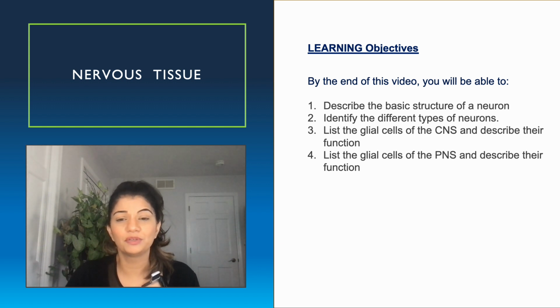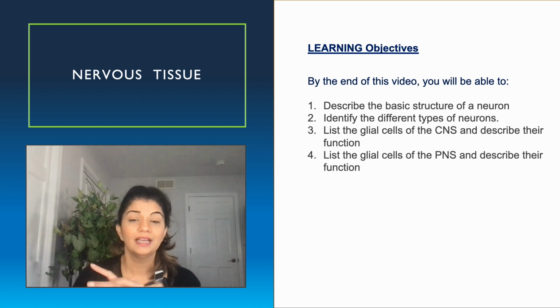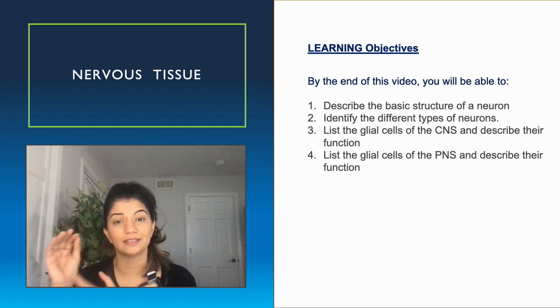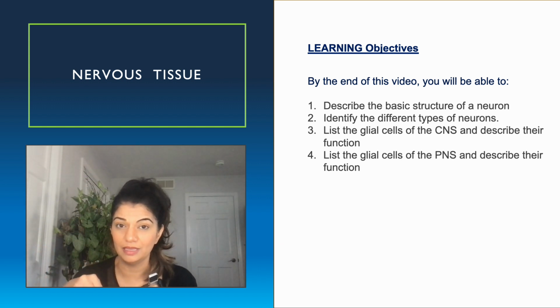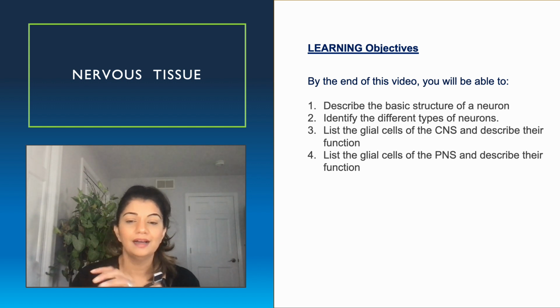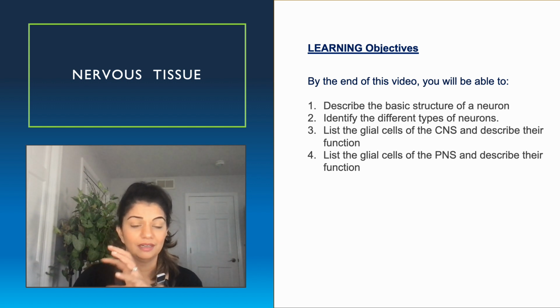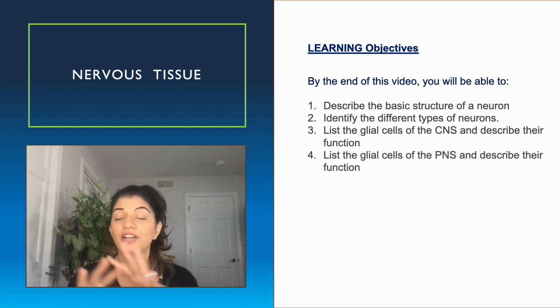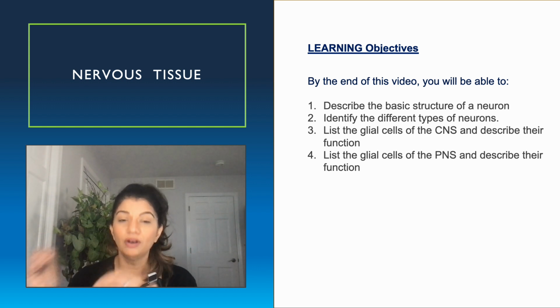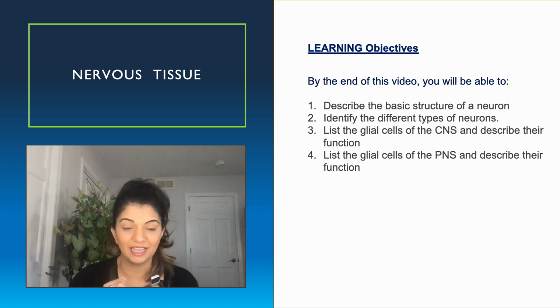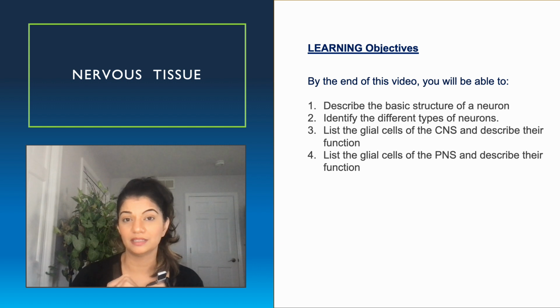So today we're going to be talking about the basic structure of a neuron, the different types of neurons, the list of glial cells that are found in the central nervous system and also in the peripheral nervous system. And we're going to talk about their function and a little bit about their structure. Now this is a very general overview. There's a lot more, as you can imagine, in each of those categories that I will cover in more extensive videos on that specific topic.